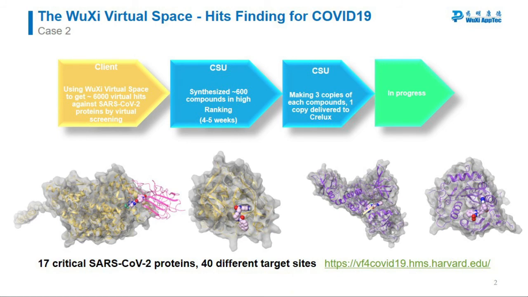Also, last year for COVID-19, our virtual space supported several clients. There are around 17 critical proteins and 40 different target sites already published, and our clients can use these to do virtual screening and get hits. We can do the ranking and also synthesize compounds on request with faster delivery, in around 4 to 5 weeks. Then we can deliver copies to different testing providers, and the testing is still ongoing. The WuXi virtual space has already supported several of our clients in hit finding for COVID-19 projects.